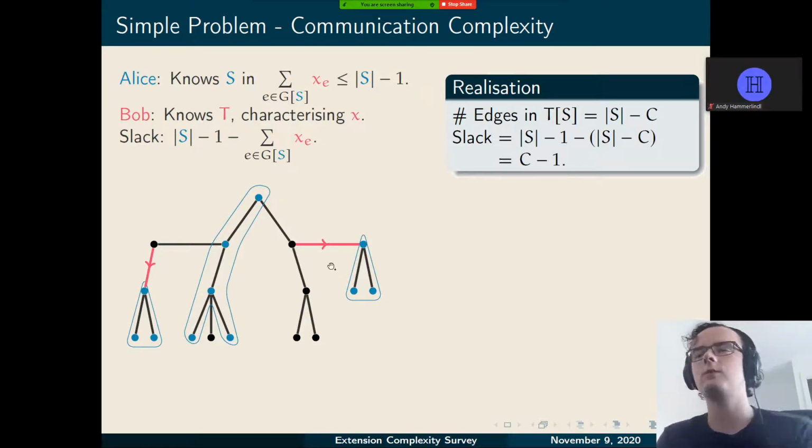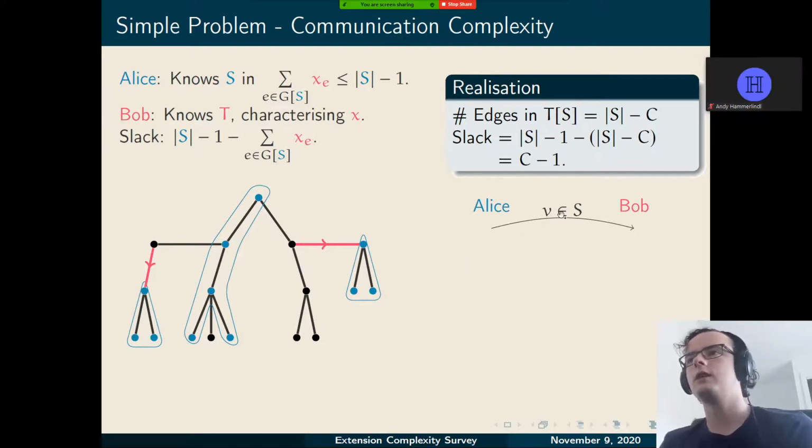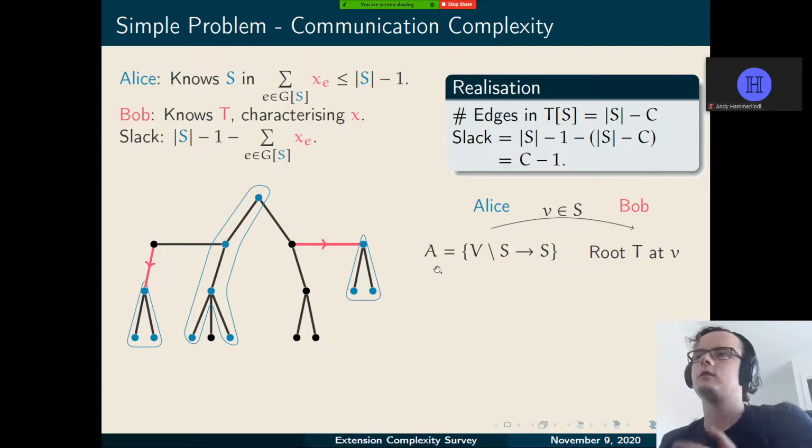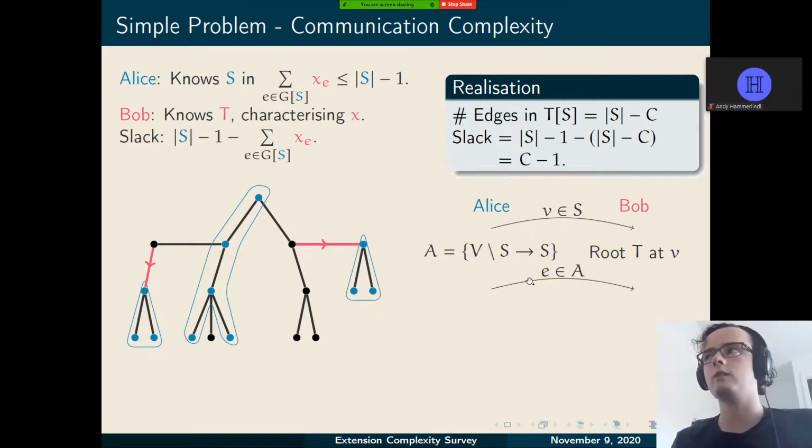So as long as we can come up with a communication protocol that counts these edges, then we're going to have a valid protocol. So that motivates our definition. Alice is first going to send a random vertex in her set S over to Bob. And then Bob is going to root the tree at V, for example, this blue vertex. Then Alice is going to consider the set of all possible edges that could be red. So that's all edges in the original graph, not the tree, that go from a black vertex to a blue vertex. And then Alice is going to pick a random one of these edges and send it over to Bob.